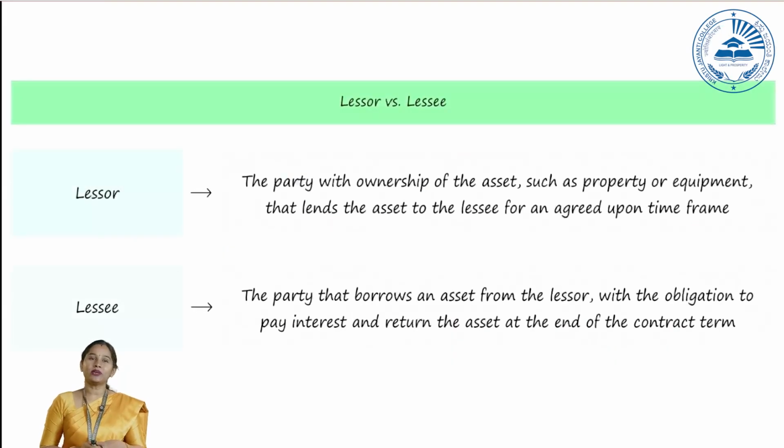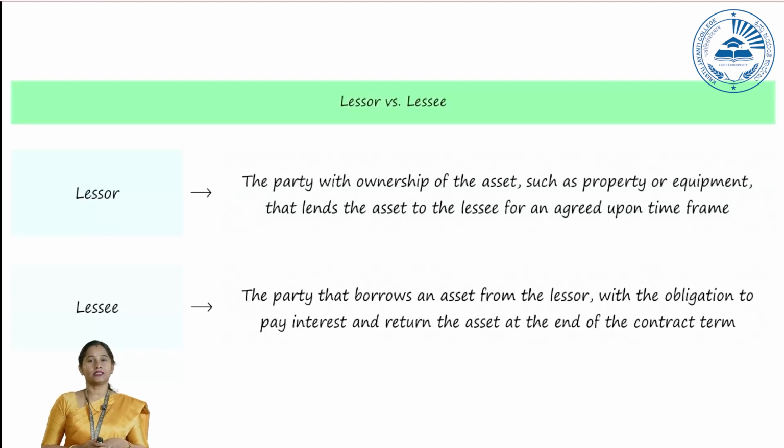Now, I have already mentioned that there are two parties involved, lessor and lessee. Lessor means the party with the ownership of the asset, such as property or equipment. So in the previous example, those who have given their land as a lease agreement, the landowners, will be called the lessor because they are the owner of the asset. For a particular period of time, they are exchanging their properties for a certain consideration.